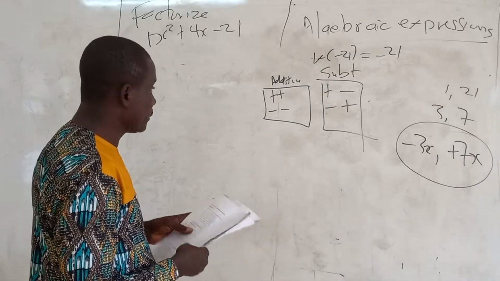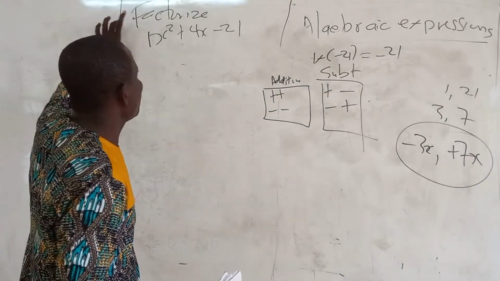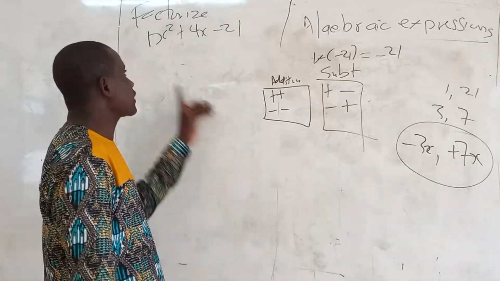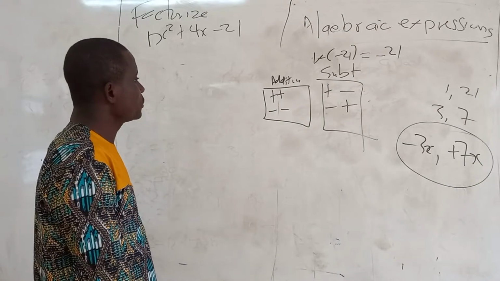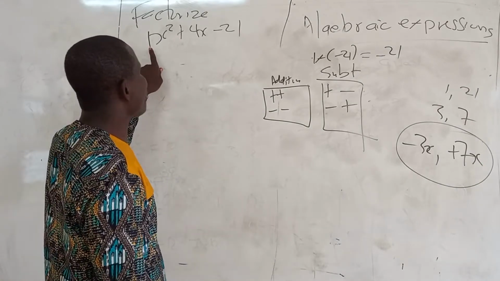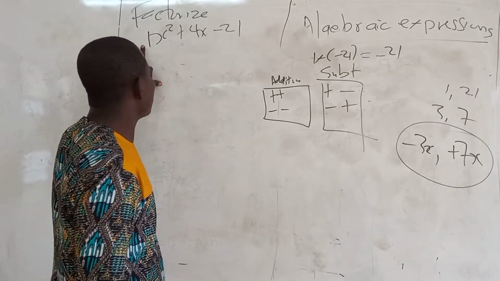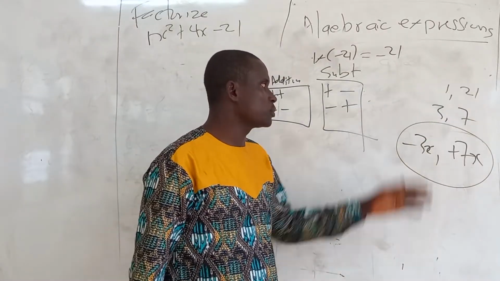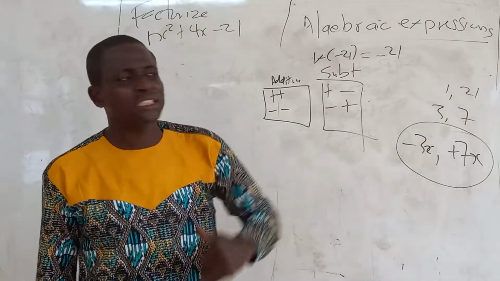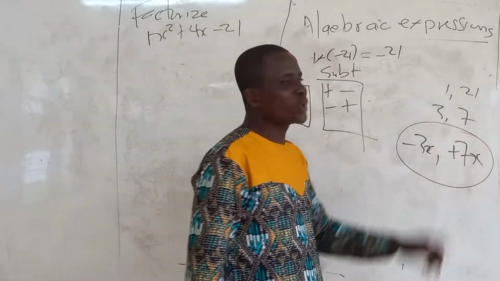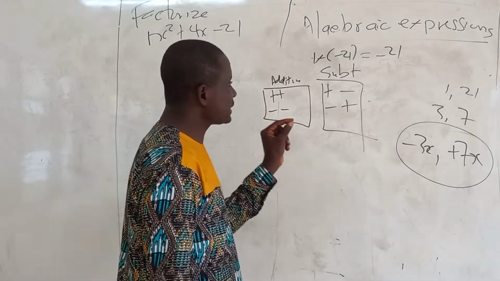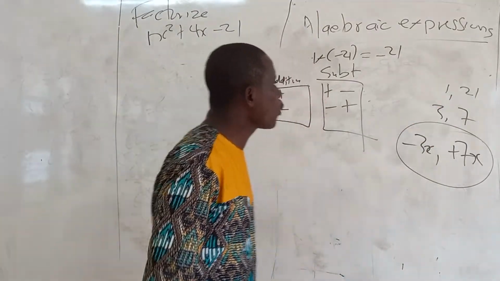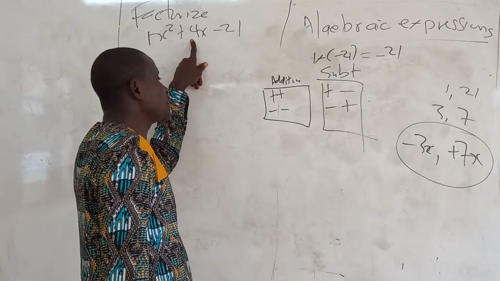I'm repeating for the last time before I move on. We are asked to factorize this quadratic expression, okay? Now, in factorizing this quadratic expression, first we multiply the first by the last. So we multiply 1 by 21, and I got 21. Then I started listing factors of 21. So I got 1 and 21. I added, you add and you subtract. I added 21 and 1, and I got 22. And I checked here, that's 22 here.